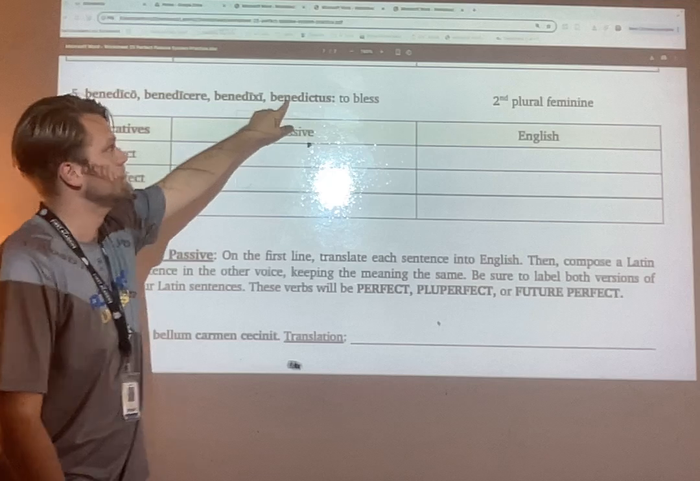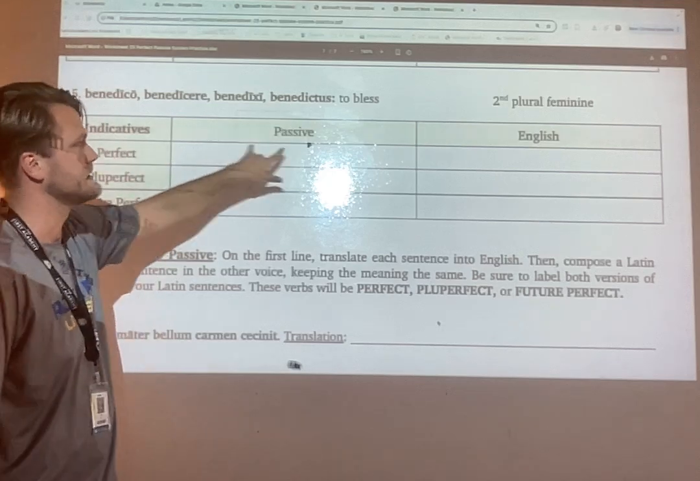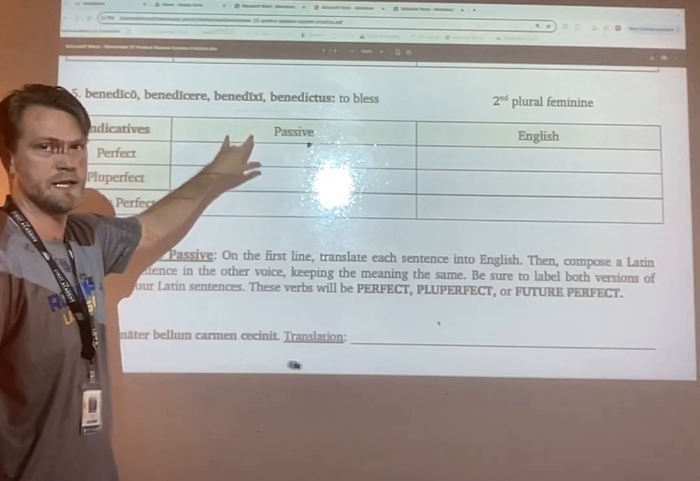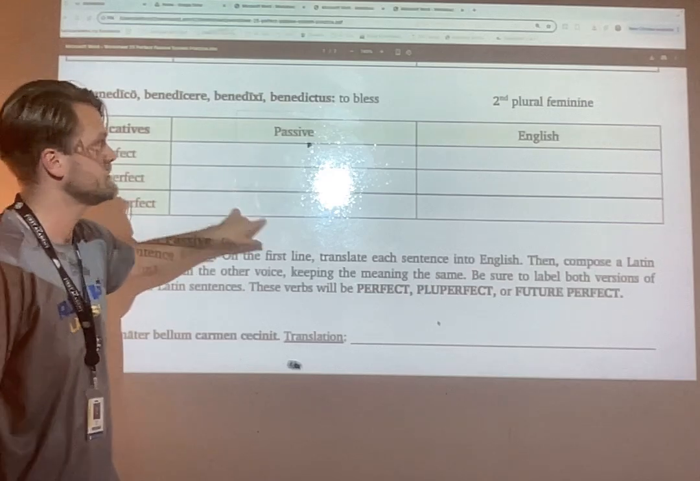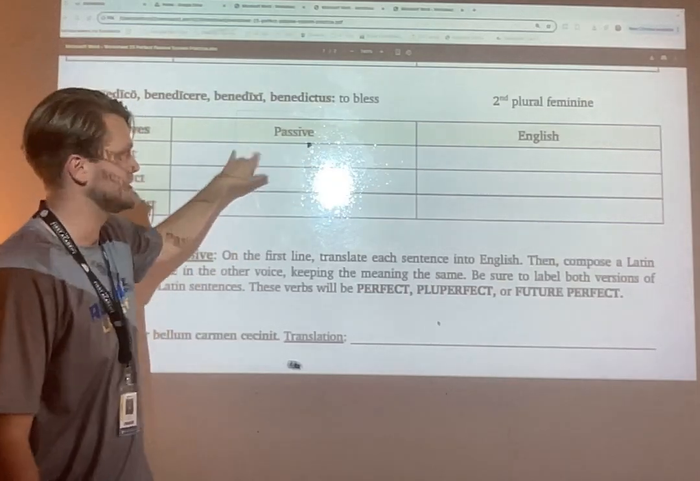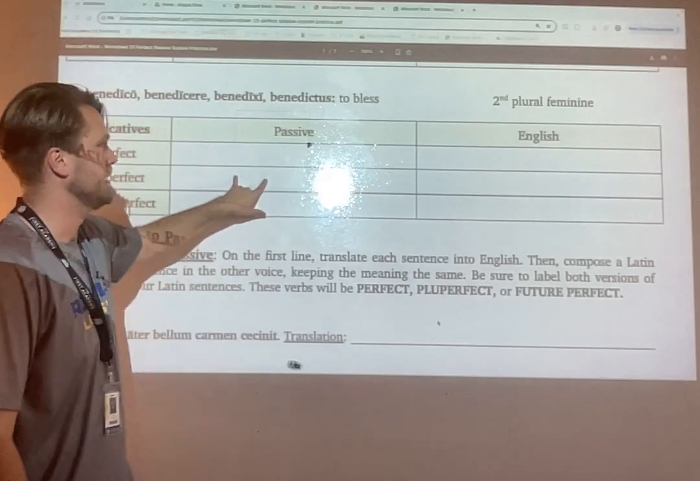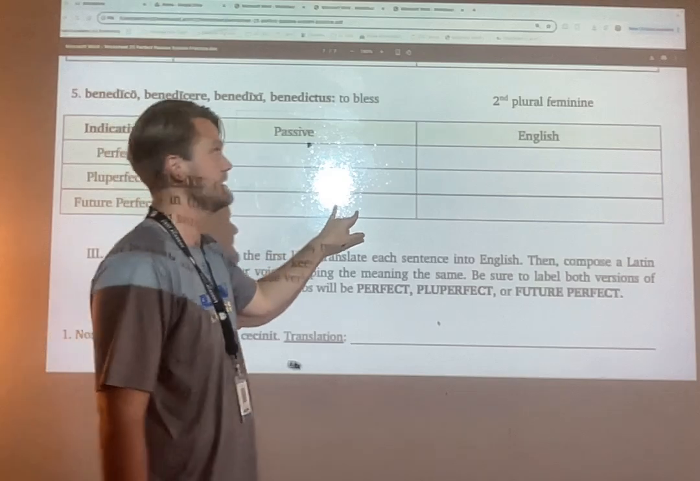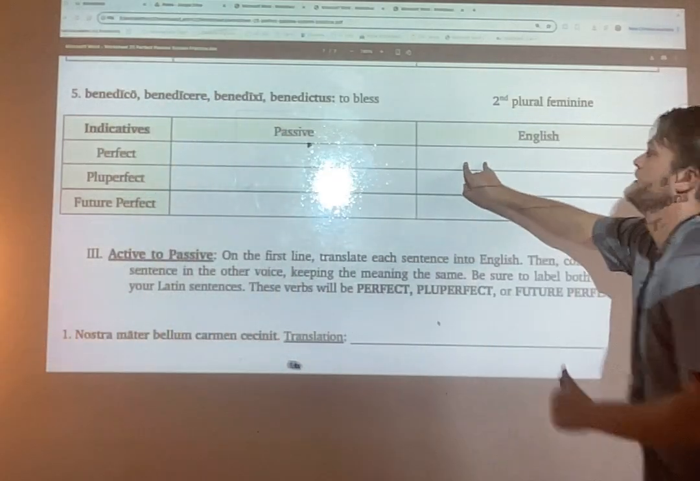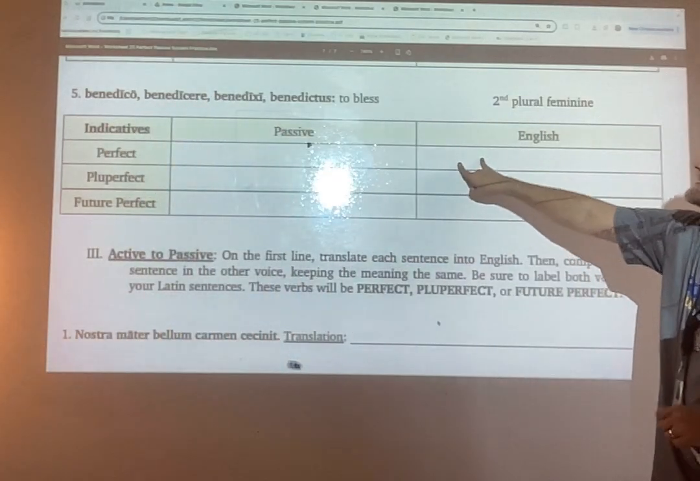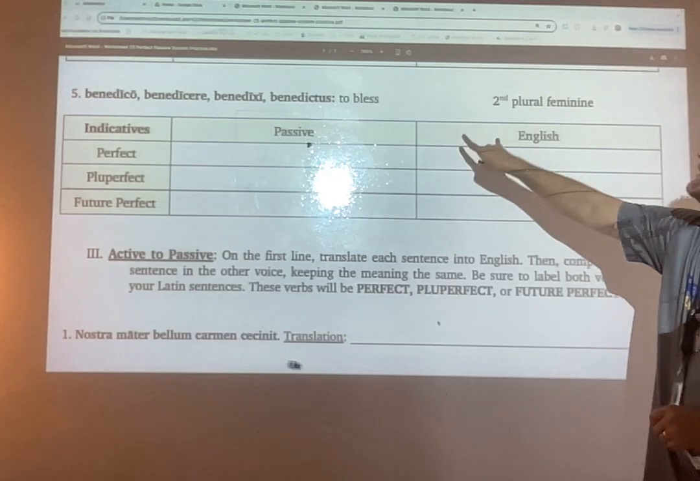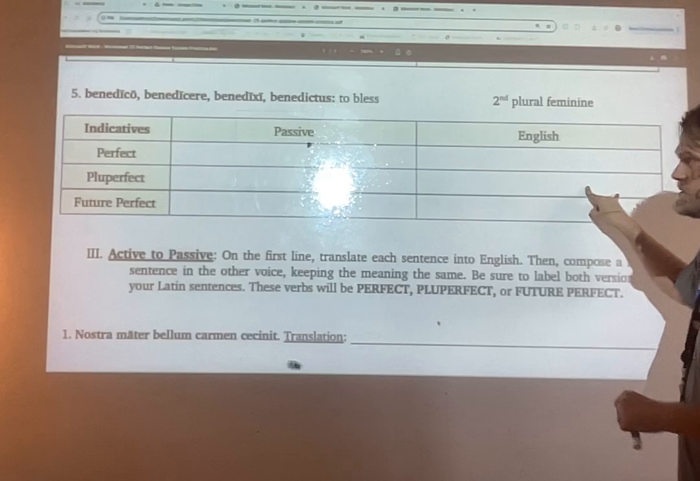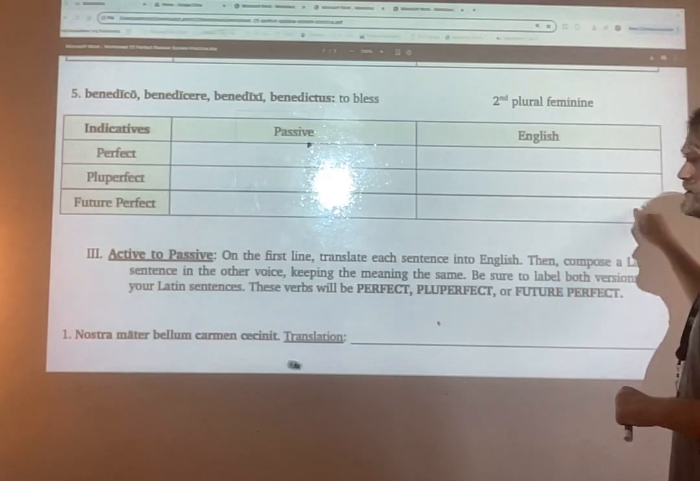Second plural feminine, benedictus needs to change to benedictae. So benedictae will go in all of these spots. Benedictae, A-E at the end. And then since it's second plural, it'll be benedictae estis, benedictae eratis, benedictae eritis. And then it will be you, or y'all, second person plural, talking to a group of women. Y'all have been blessed. Y'all had been blessed. Y'all will have been blessed.